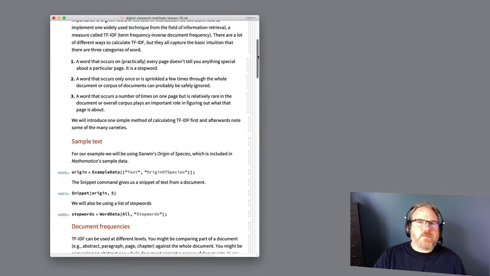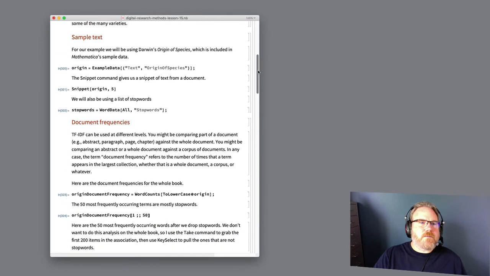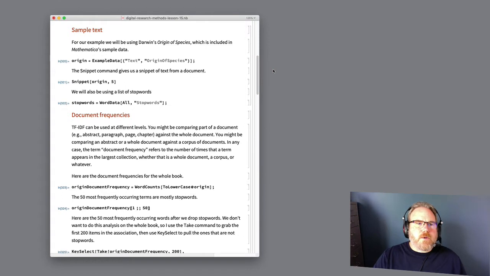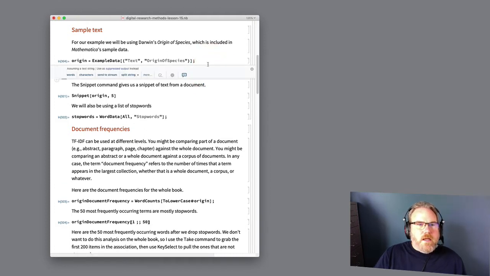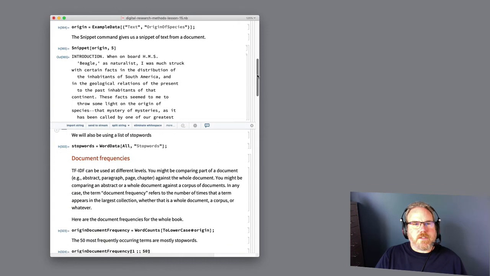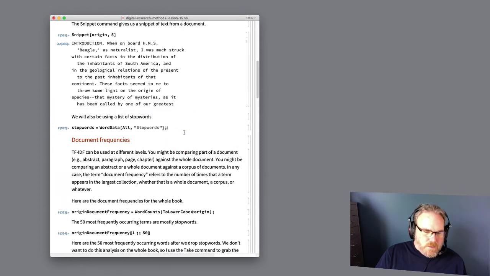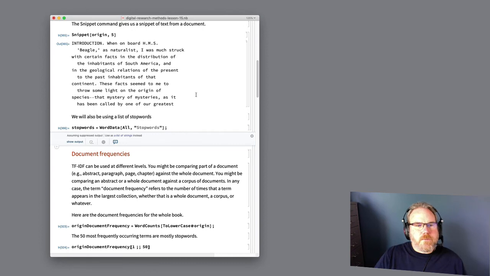We're going to do one simple method, but we note that there are many different varieties of computing TFIDF. Okay, so for our sample text, we're going to use Darwin's book, Origin of Species, which is included in the Mathematica sample data. We can use a snippet, which gives us the beginning of the book, the introduction. When on board the HMS Beagle as naturalist, I was much struck with certain facts. We're going to be using a list of stop words too, so we grab those from word data and store them in a list.